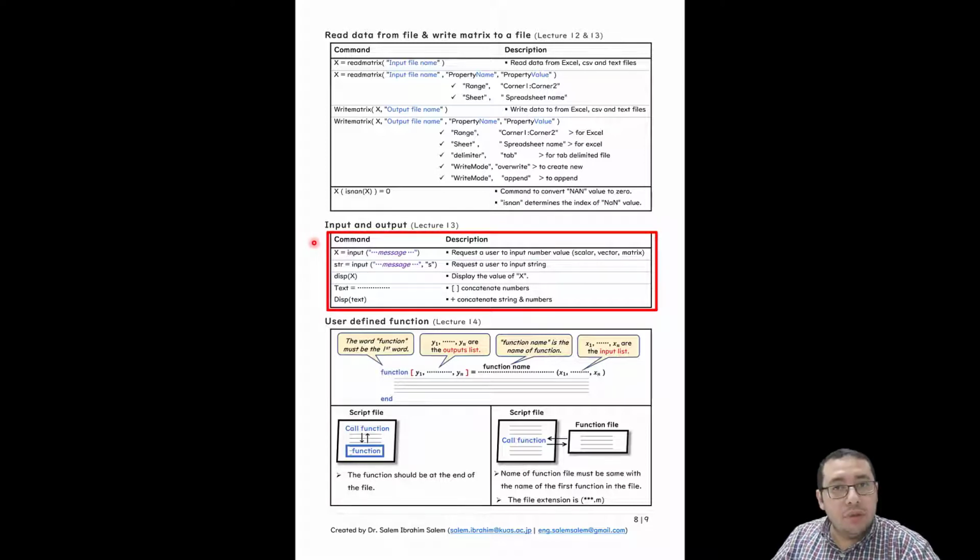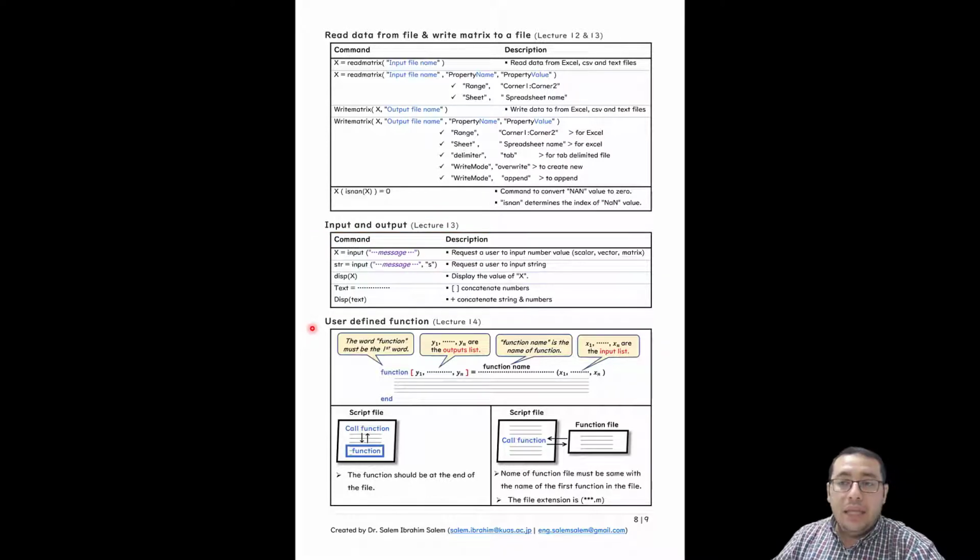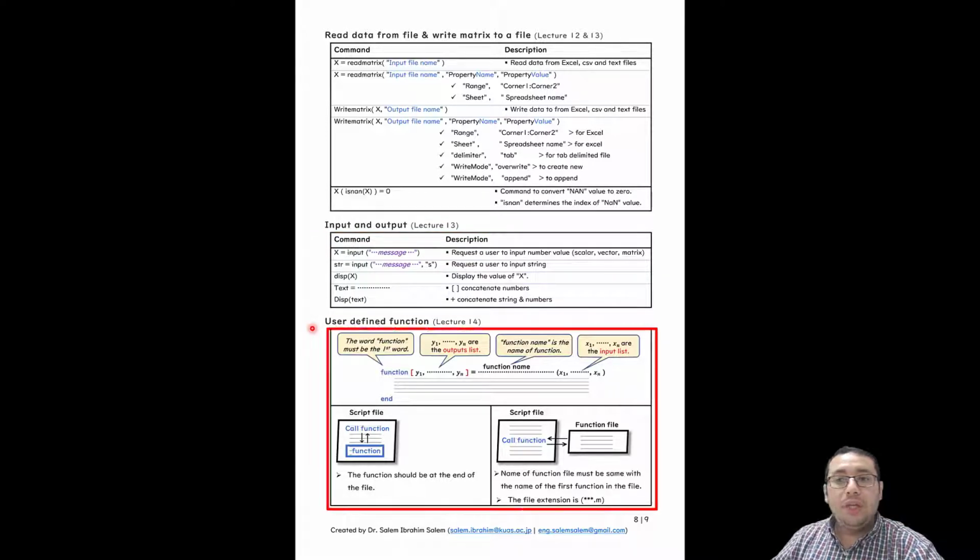So how to make the user input variables or input strings, or display a text message using the display command. And then how to make a user-defined function inside our code to do some certain job, to minimize the length of our code.